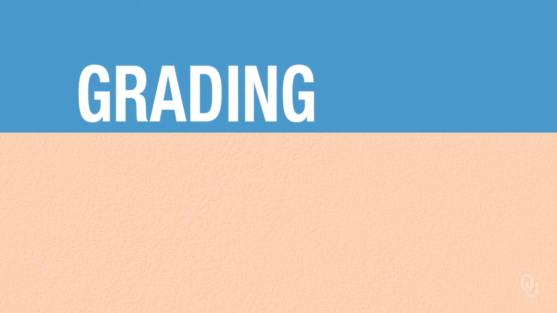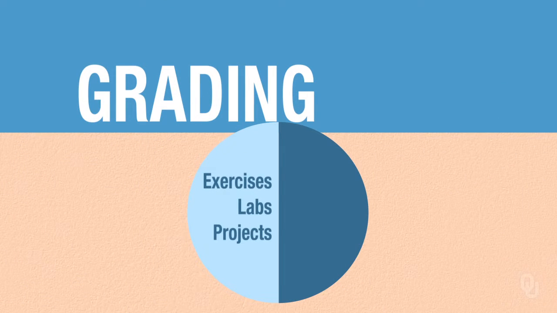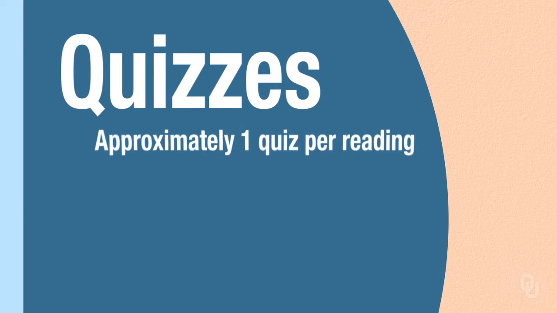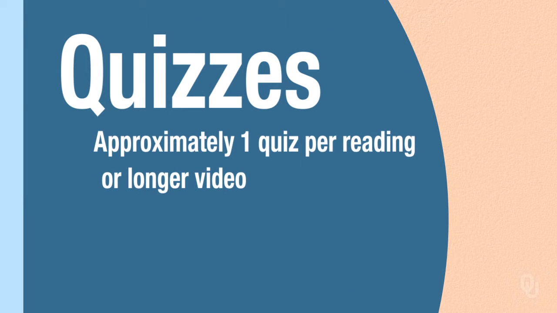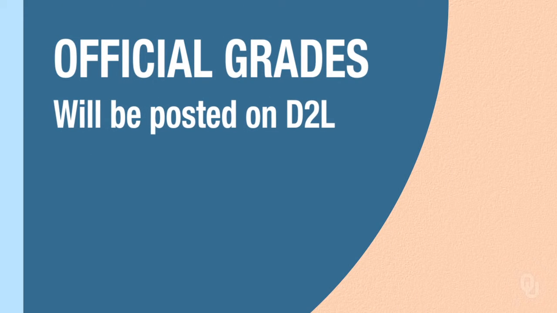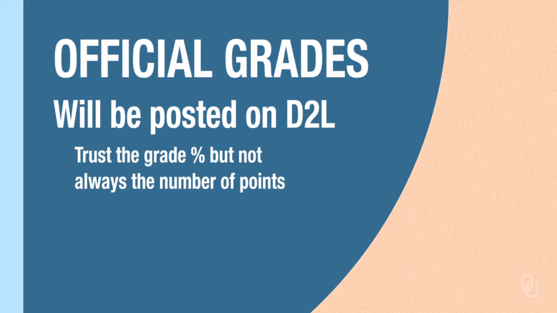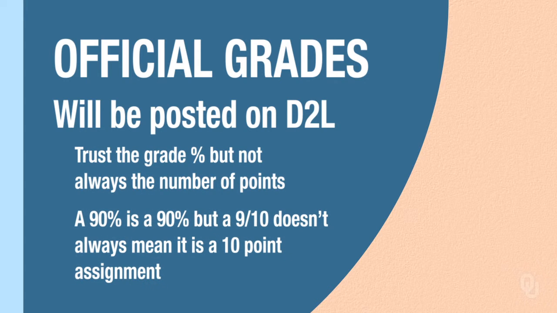Okay, so your grade is going to come half from the exercises, labs, and projects that are available on Janux, and then about half from the quizzes. The quizzes, there'll be approximately one quiz per reading or longer video. Your official grades are going to be on Desire to Learn, just like this video. And what I want you to remember is that you should trust the percentage of the grade, but don't always trust the number of points. Every once in a while, Desire to Learn does something strange, and 9 out of 10 doesn't always mean it's a 10-point assignment, but if you get a 90%, it means you got a 90%.